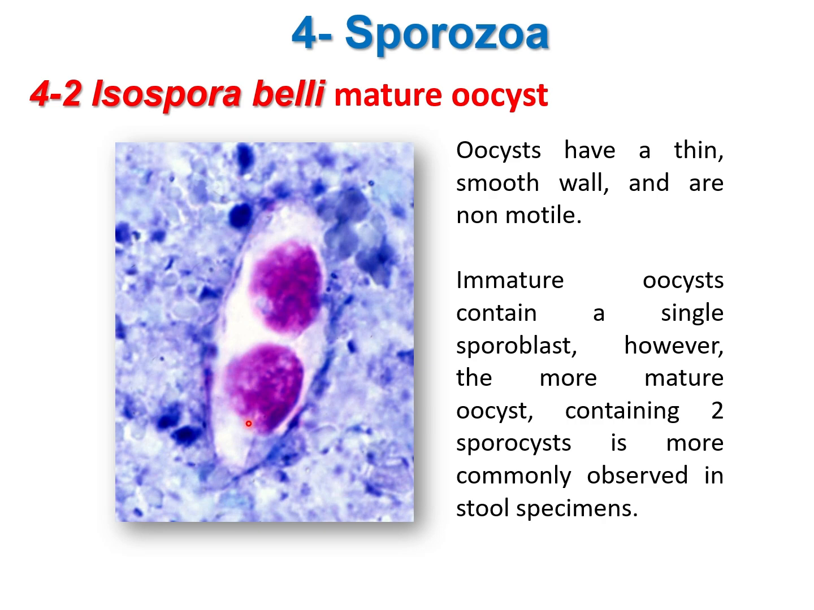So as I just mentioned on my previous slide, the sporoblast will divide into 2. These 2 are called sporocysts, and each one will contain 4 sporozoites, which means that a few days after excretion of immature oocysts, we will get a mature oocyst in the outside environment having 2 sporocysts, each of which contains 4 sporozoites. So the total number of sporozoites in a mature oocyst of Isospora belli becomes 8.